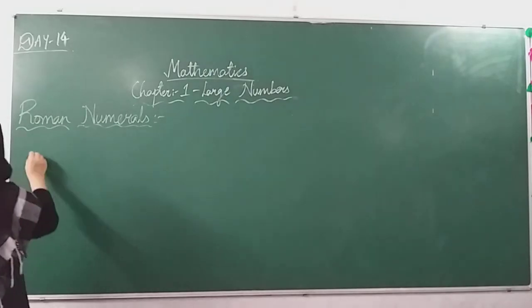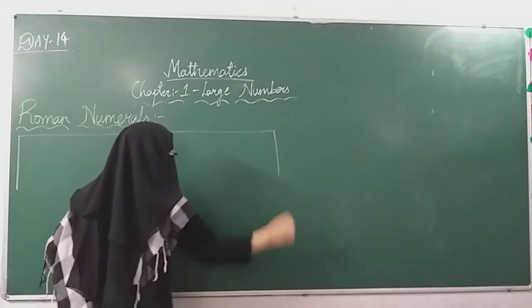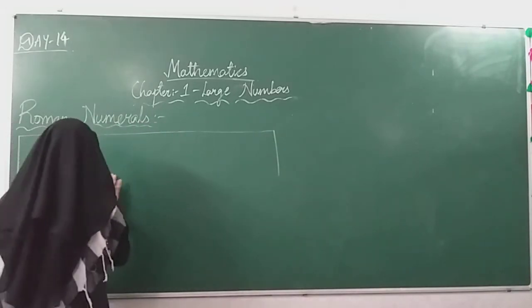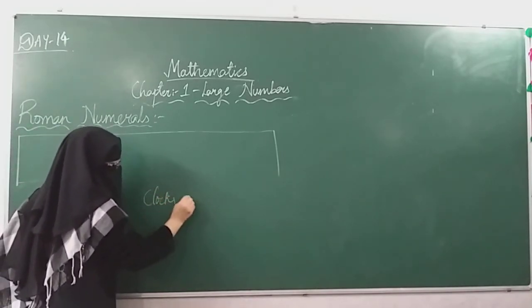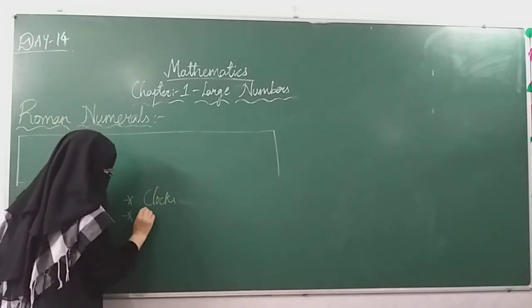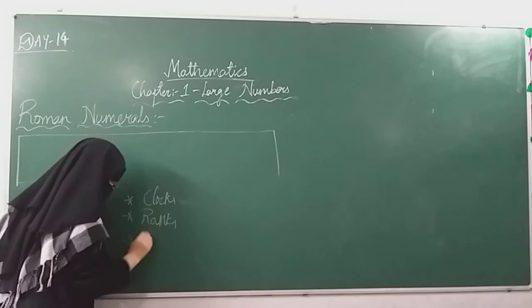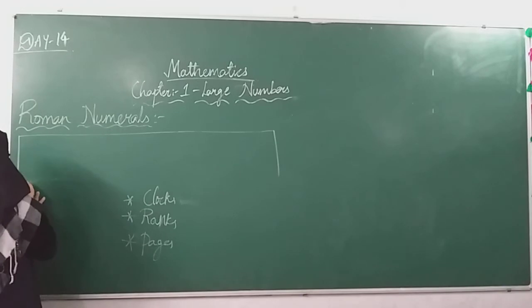Where will we use these 7 English alphabets? In our clocks we will use this, to put ranks, first, second. See, in clocks we will use these letters, and I'll give you one more example: to put ranks, to put pages also. We'll see first what the Roman numerals are.